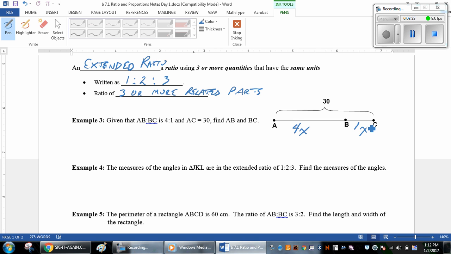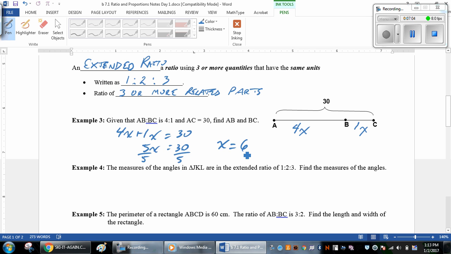So all we have to do is make a simple equation. So when you see the ratios, put the x with them, and write a simple equation. So I know that AB plus BC is AC, which is 30. So let's write our equation now. 4x plus 1x equals 30. Makes sense, right? Now we just simplify and solve. So 4x plus 1x is 5x equals 30. Divide by 5, divide by 5, and I get x equals 6.